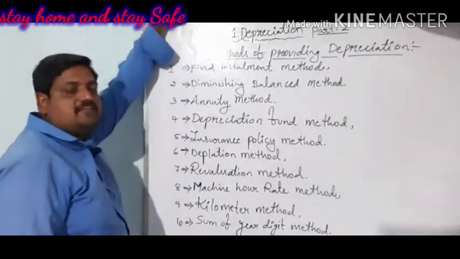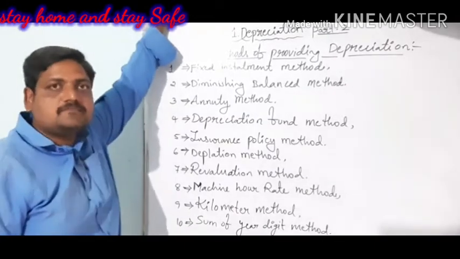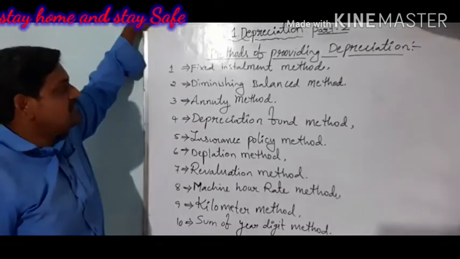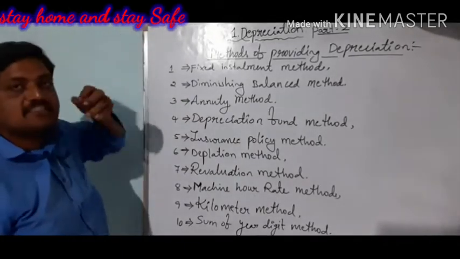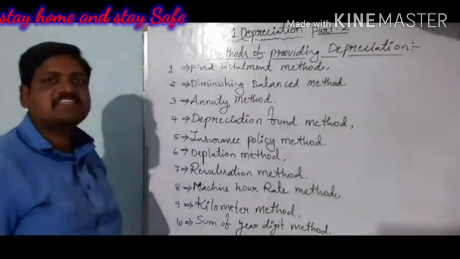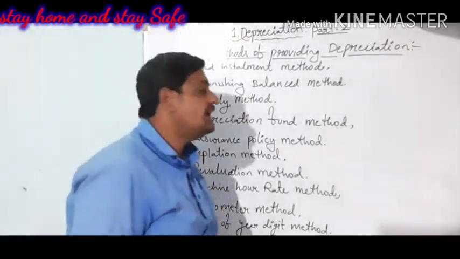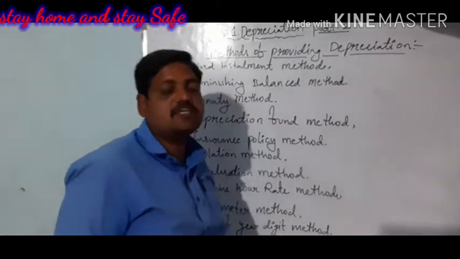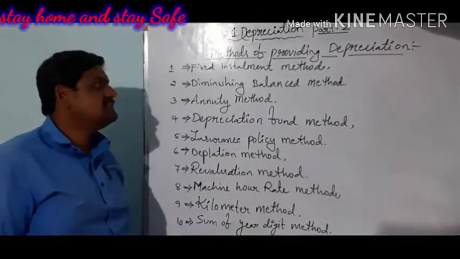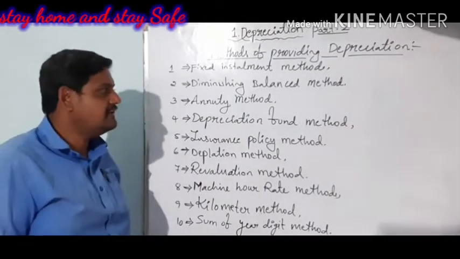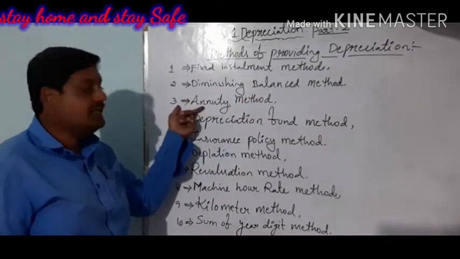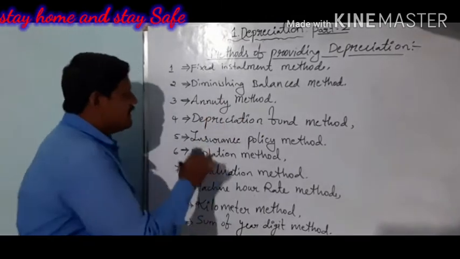In depreciation, there are different types of methods that may be used by business merchants. The first type is the fixed installment method, which is also known as the original cost method. The second type is the diminishing balance method. The third one is the annuity method.